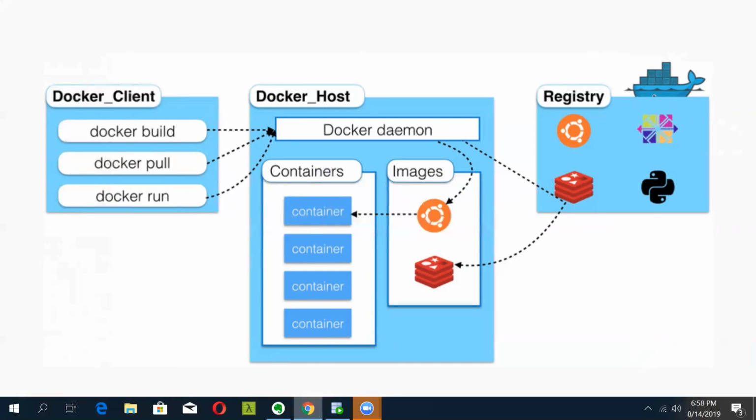The Docker registries are used to store Docker images. One such public registry is Docker Hub. Docker by default uses Docker Hub to look for images. When the docker pull or docker run commands are used, it pulls the required image from the registry. And when you use docker push, the image is pushed to the registry.